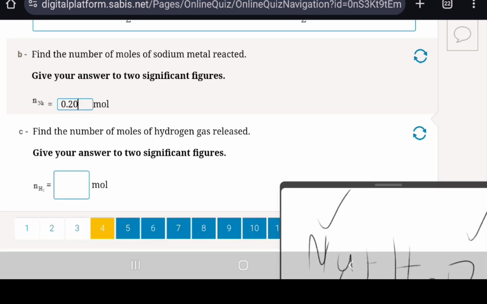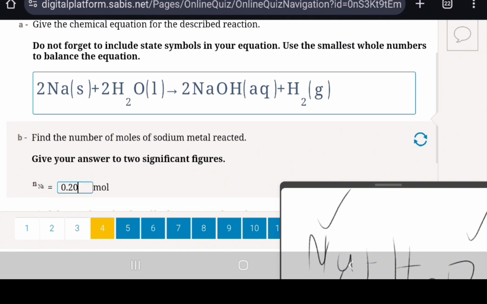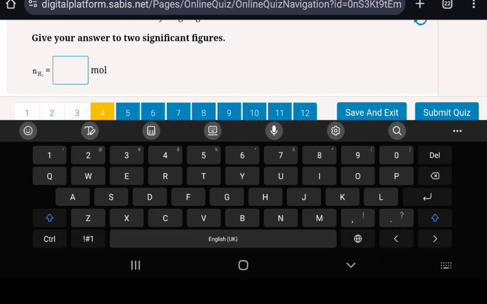Now the moles of hydrogen gas is going to be half of the moles of Na, because as we can see from the balanced equation, the coefficient of hydrogen is half of the coefficient of sodium, so it's 0.1. Number 5.